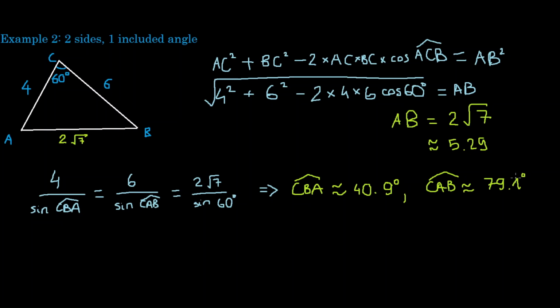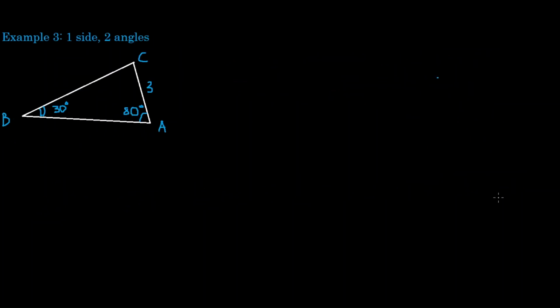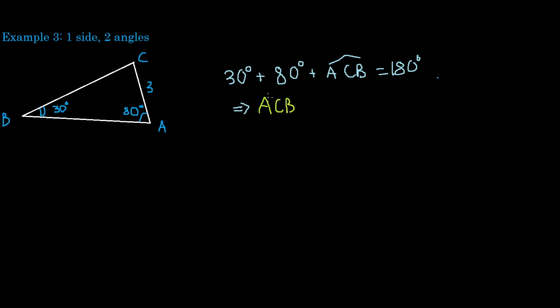Now we have all the measurements of this triangle. This time we are given one side and two angles. A helpful thing to remember is that if you know two angles of a triangle, then you already know the last angle, thanks to the fact that all of the angles add up to 180 degrees. Without using any sine or cosine rule, we can already calculate that ACB is equal to 70 degrees.